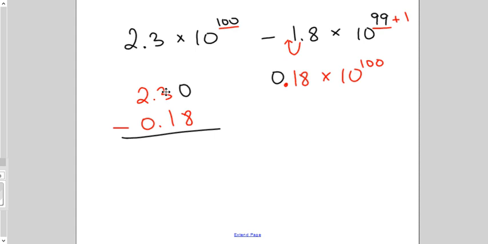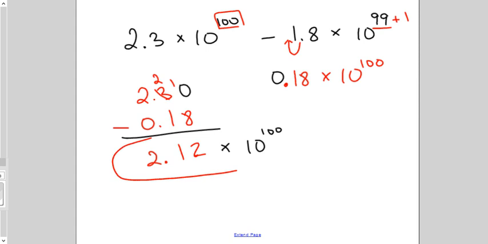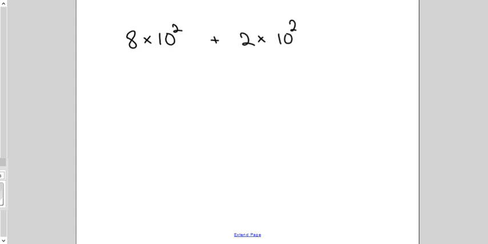What do you do when you run into this situation? Same thing you do in grade school, just borrow. So we get 2.12 times, since we had made both of them into the power of 100, we're going to keep that for the final part of the answer. Alright, so I think you've got the basic idea for adding and subtraction. You know to make the powers the same, and you know what effect that does on the decimal.